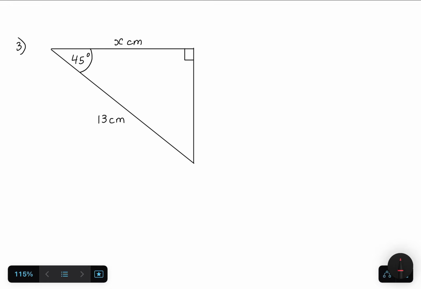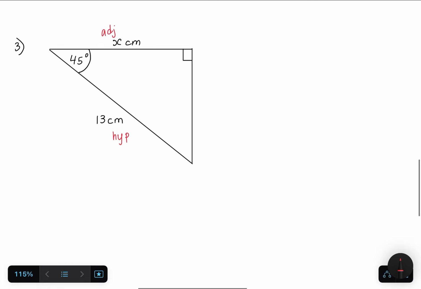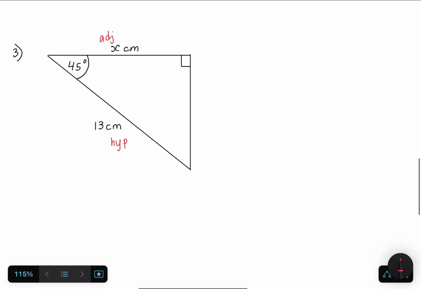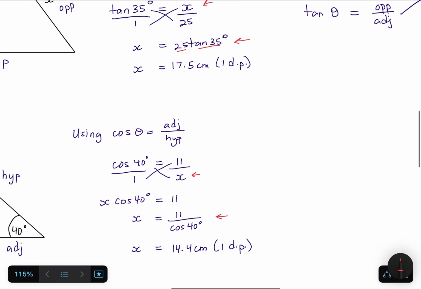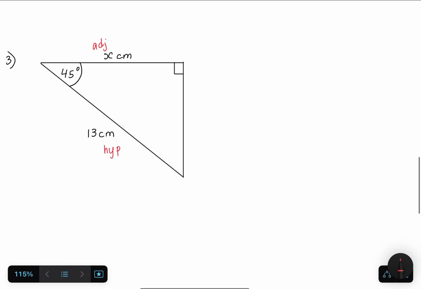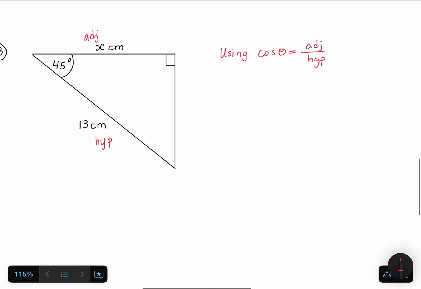Okay, and let's do the last one here. First things first, I'm going to label my sides. The side with 13 centimeters is my hypotenuse because that's the side opposite the right angle. And then this other side is my adjacent side since it's next to the angle of interest. Again, I recall which ratio uses adjacent and hypotenuse, and that's cosine, right? So first things first, I'm going to write: using cos theta is equal to adjacent over hypotenuse. And then I substitute my values in there.